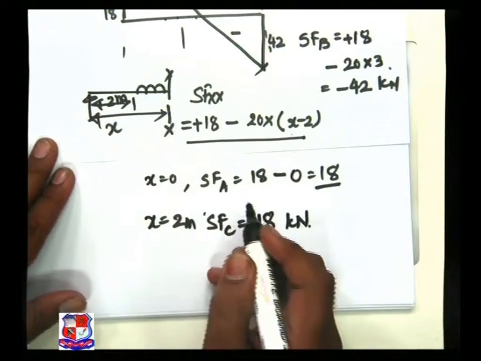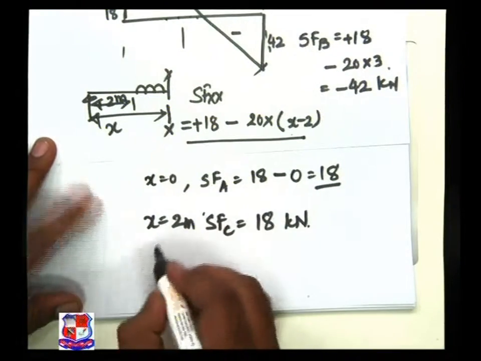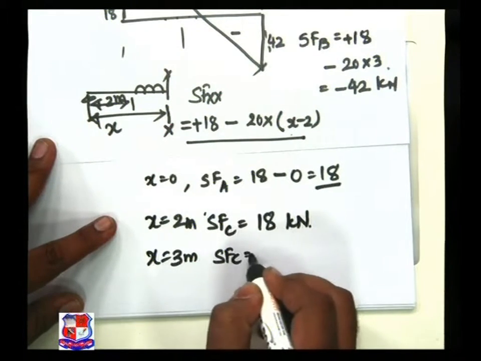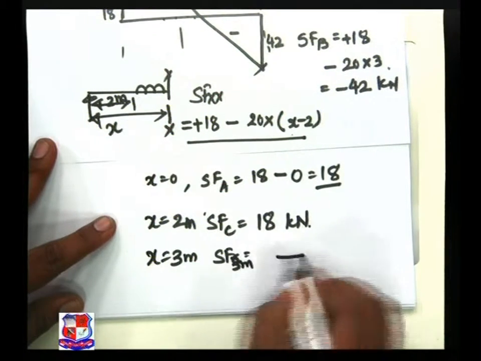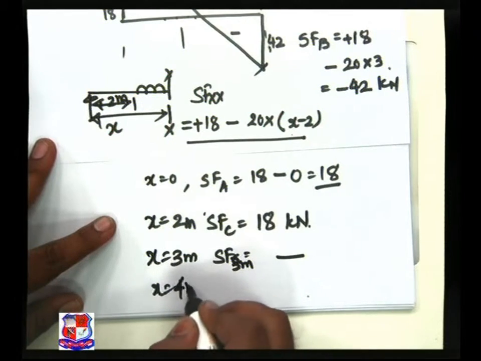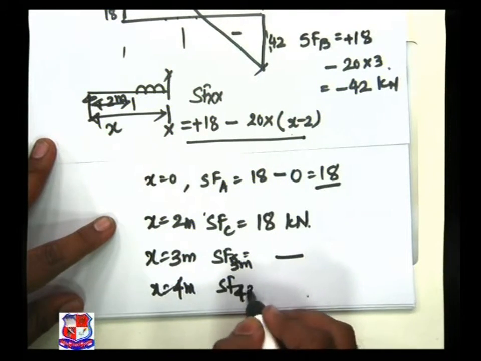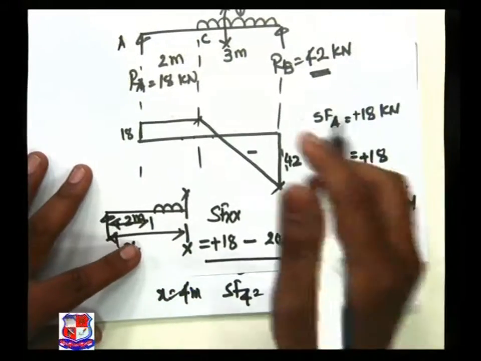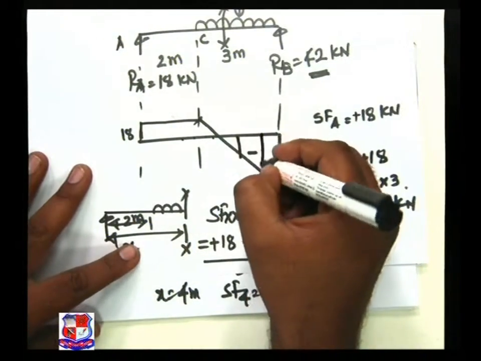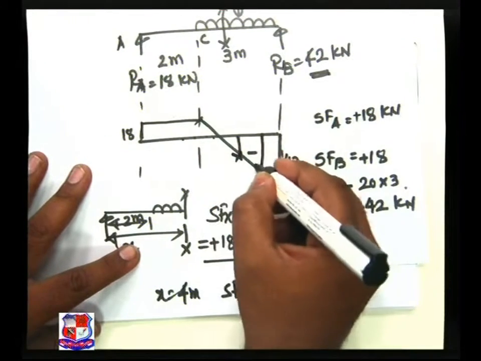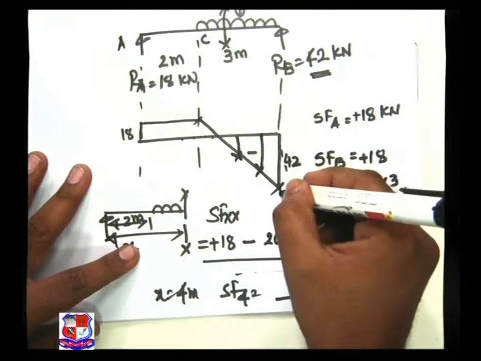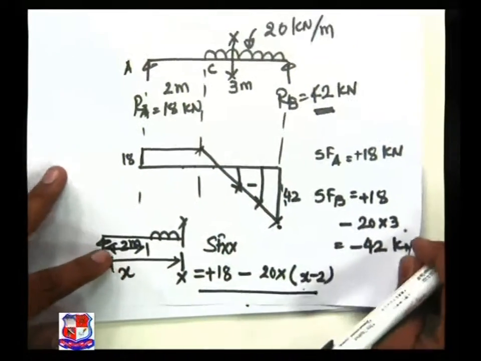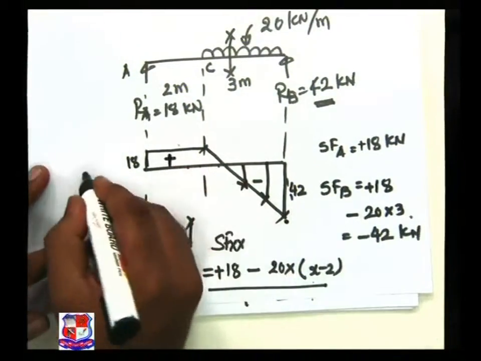So now next, you have to put x equal to 3 meter and find out the value of shear force at 3 meter, and put x equal to 4 meter and find out shear force at 4 meter. And likewise you have to plot the ordinates and join these ordinates by an inclined straight line. You will achieve the inclined straight line directly. So this is my shear force diagram.